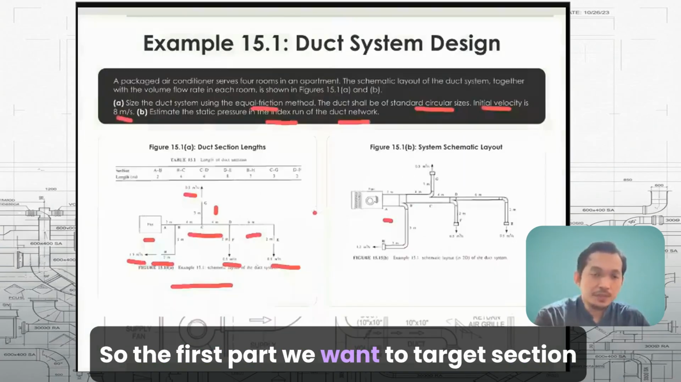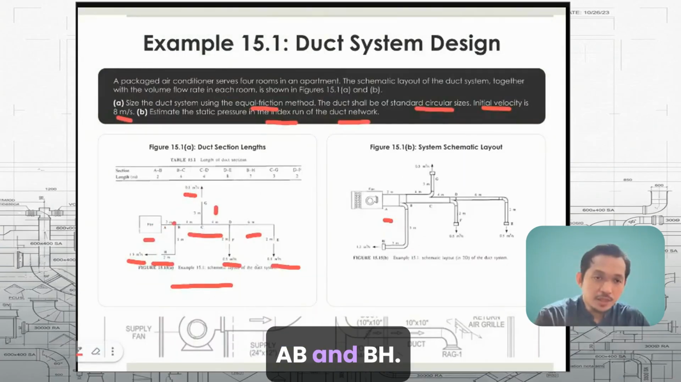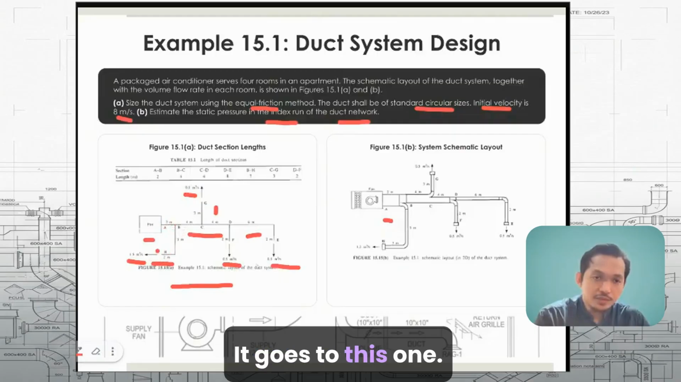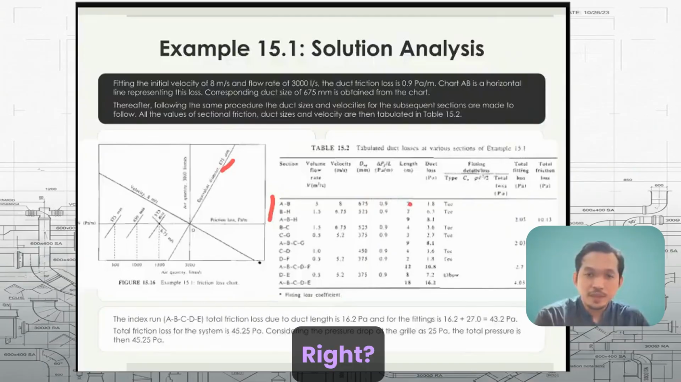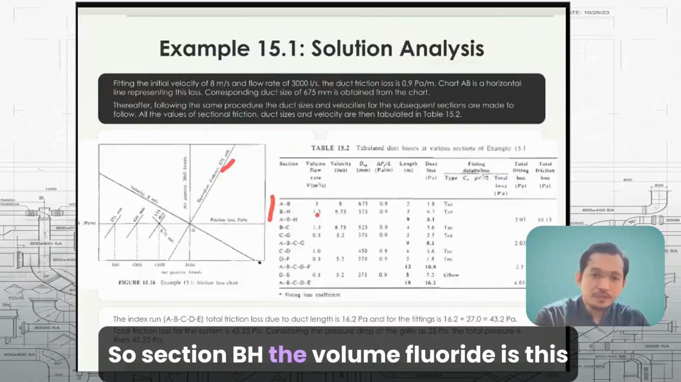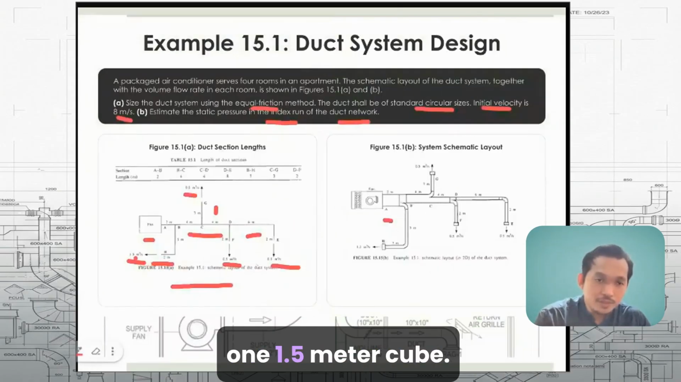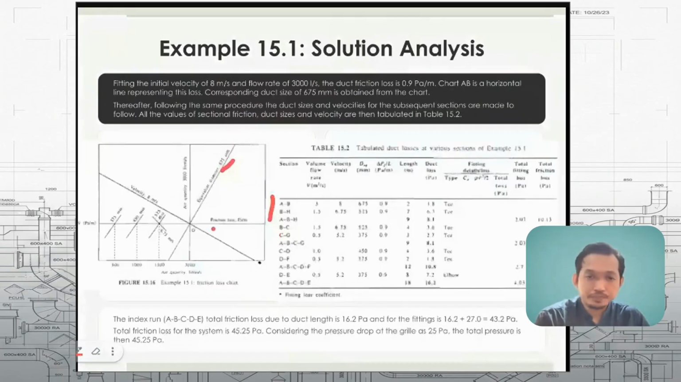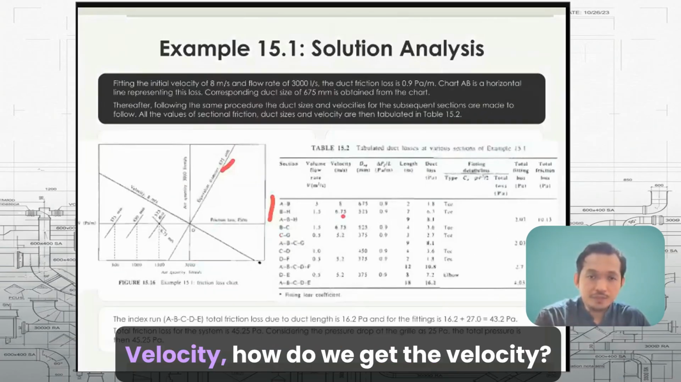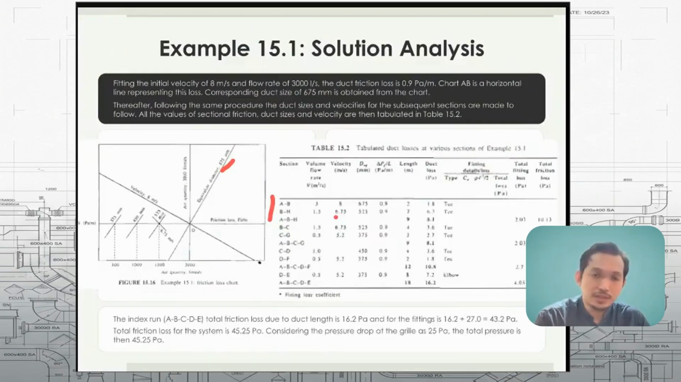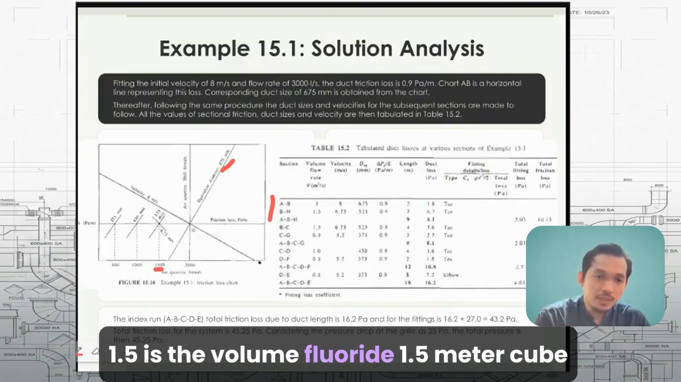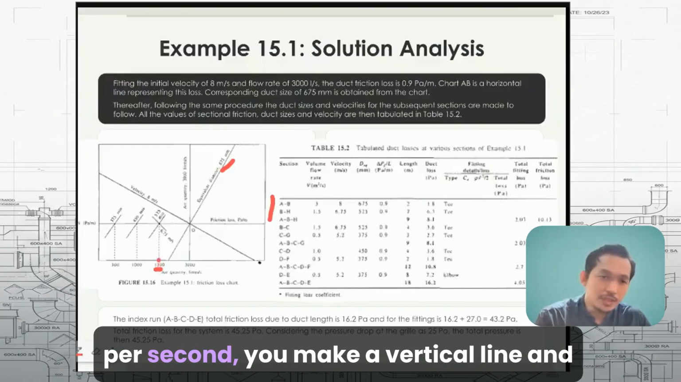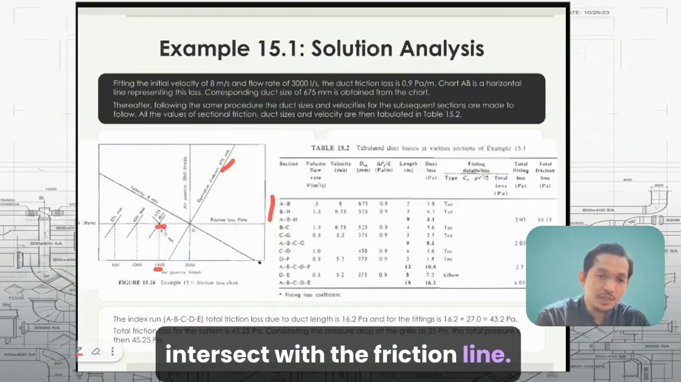So the first part, we want to target sections AB and BH. For section AB, we know the size and we know the length. For section BH, the volume flow rate is 1.5 meter cube per second. Velocity, how do we get the velocity? From this chart, 1.5 is the volume flow rate. You make a vertical line and intersect with the friction line.